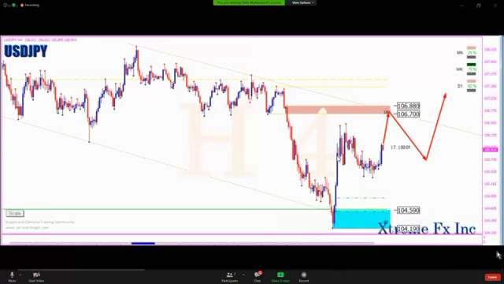What indicator do you use for those zones? I'll share them in the group. Okay, thank you.